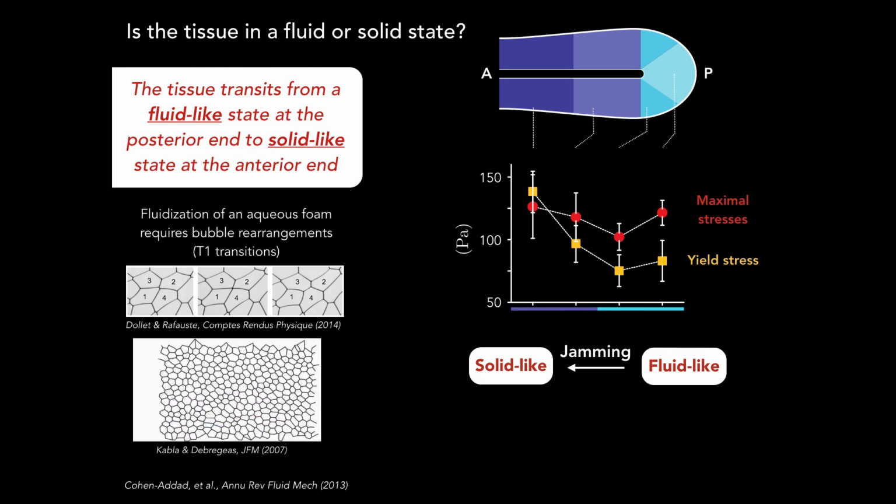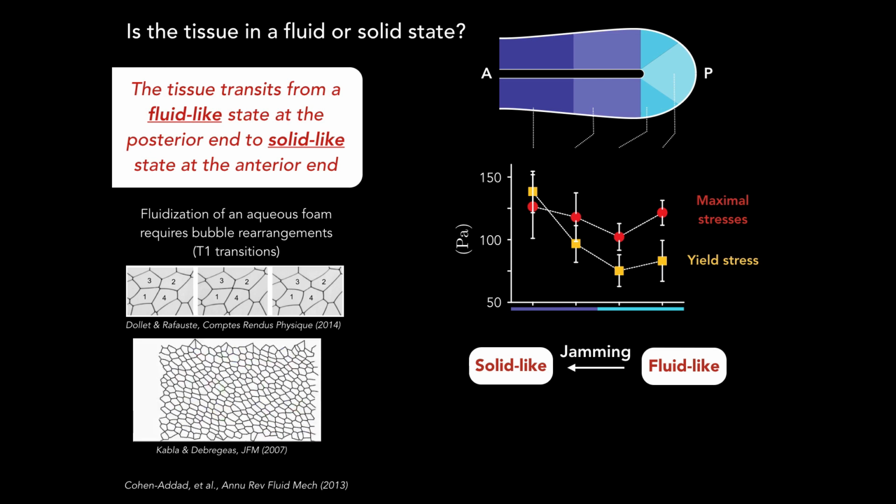However, this is not a normal foam. This is not like the beer. This is a living foam. And as a living foam, it has cells that can apply actomyosin contraction. They can apply the forces that we were measuring here through actomyosin contractility at the cell-cell junctions, and therefore they can induce cell-cell rearrangements internally.